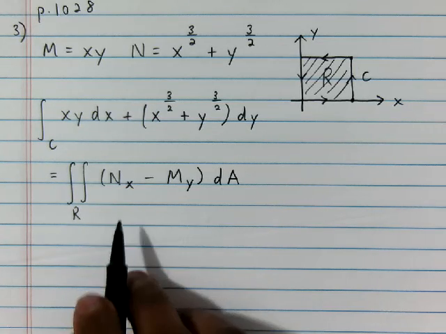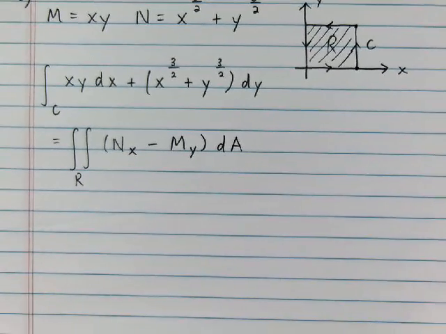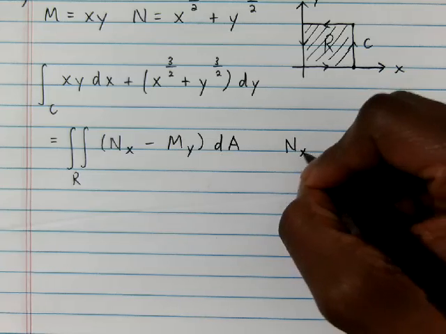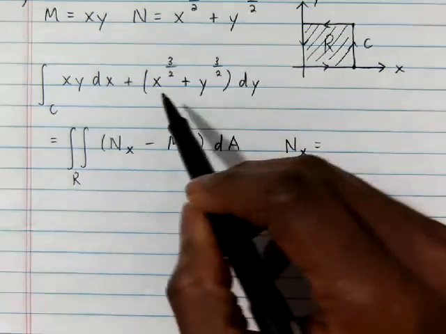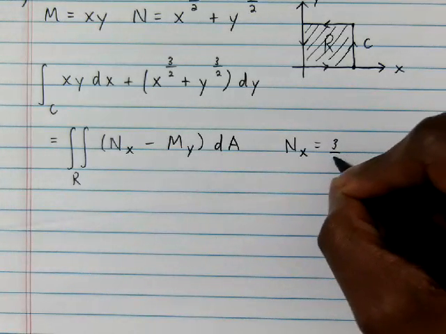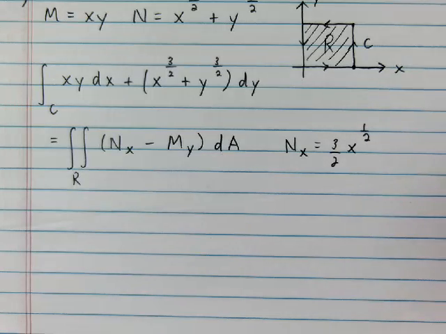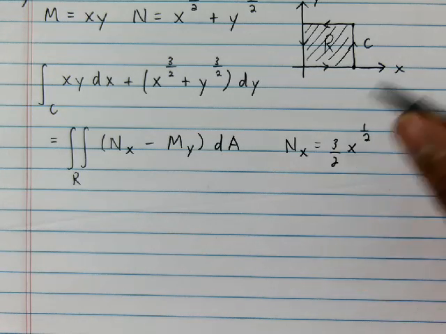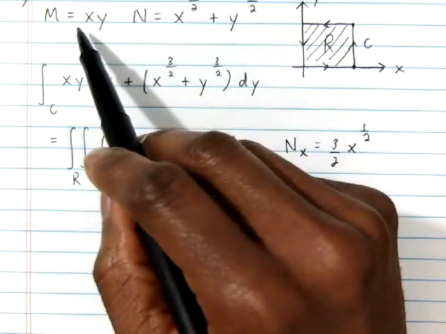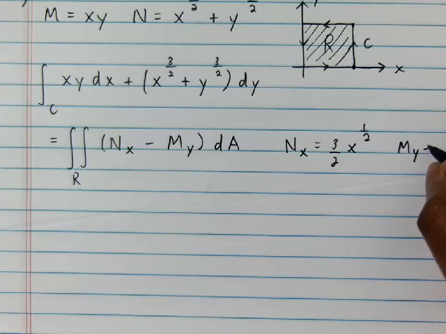So now we need to look at what is N sub x and what is M sub y. So N sub x is the partial of this with respect to x. So we get 3/2 x raised to the 1/2, and then M sub y, or the partial of this with respect to y, is just x. So M sub y is just equal to x.